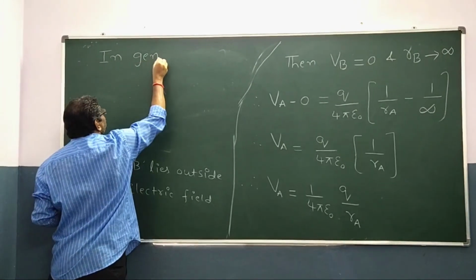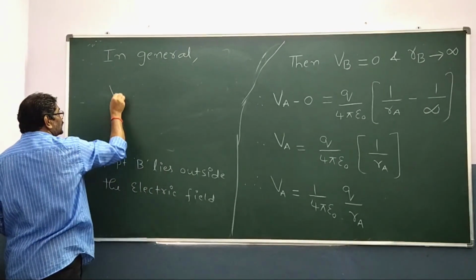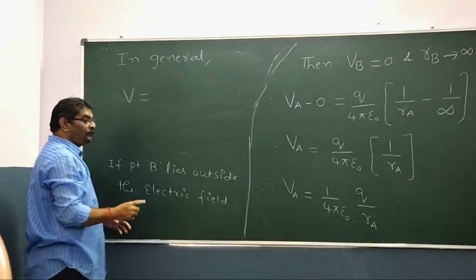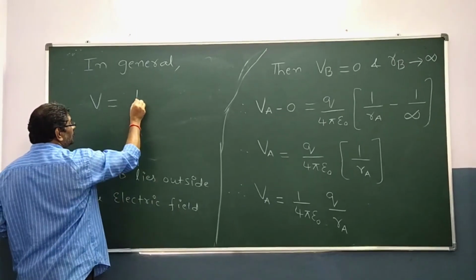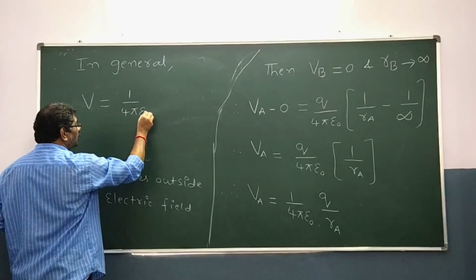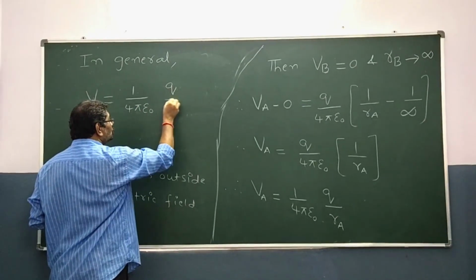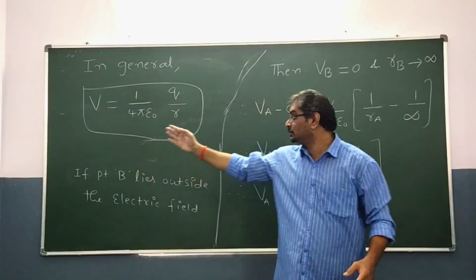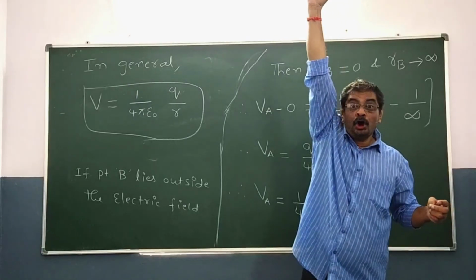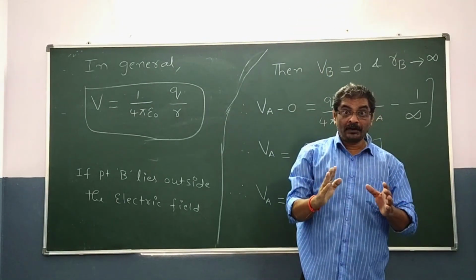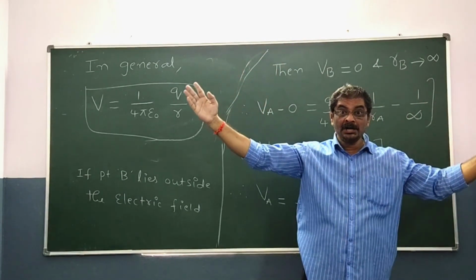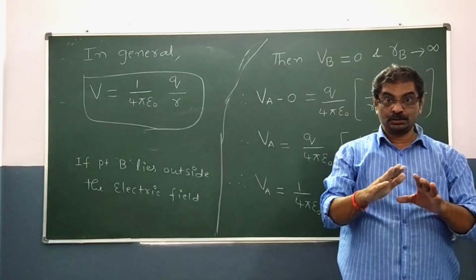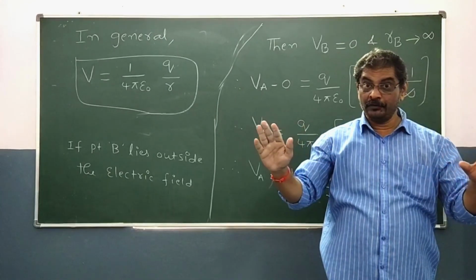I can write, in general, the electric potential at any point inside the electric field due to the point charge will be given by the formula 1 by 4 pi epsilon naught multiplied by Q divided by R. This will be the general formula we got for the electric potential of any point lying inside the electric field of the point charge. Hope students you have all understood a very, very important relation.